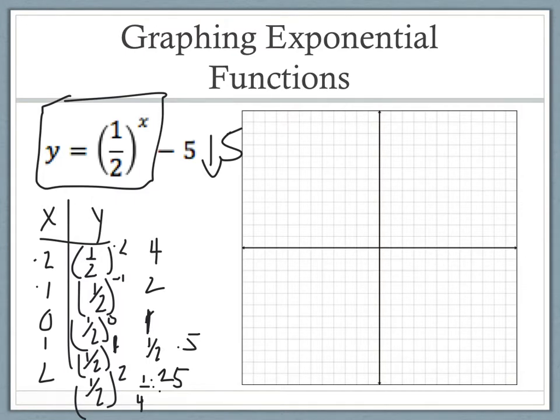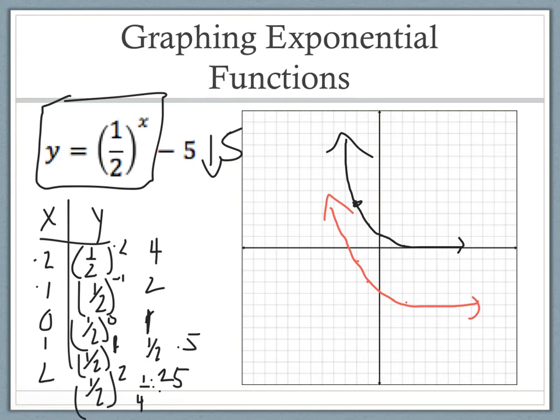All right. So let's go ahead and plot those points. So -2 is going to be 4, -1 is 2, 0 is 1, then 1/2, and then 1/4. So we're going to go ahead and graph this in here. Same thing, it gets really close to the x-axis but never crosses. Now let's go ahead and shift this. So we're going to shift all these points down 5. Okay, I shifted them down. Now I'm going to draw in my new graph, and it's going to keep that same shape where it never actually crosses that line.